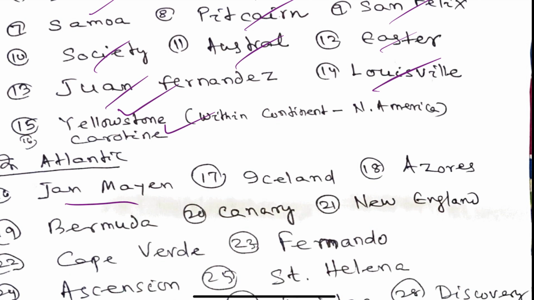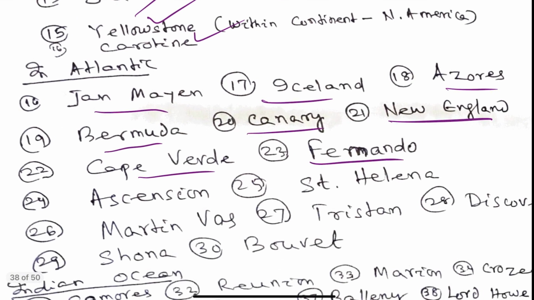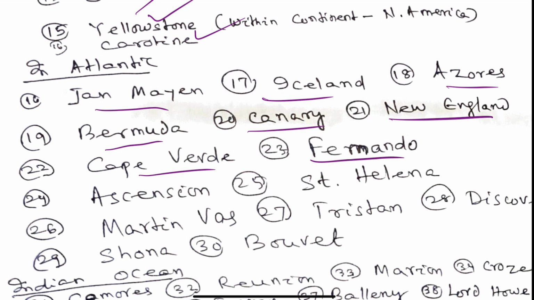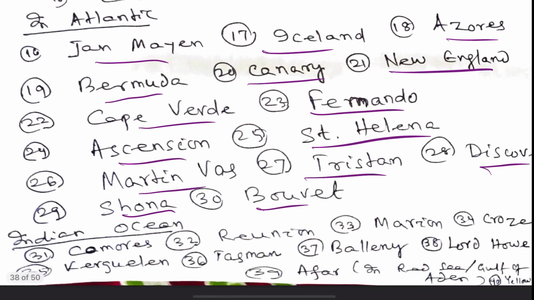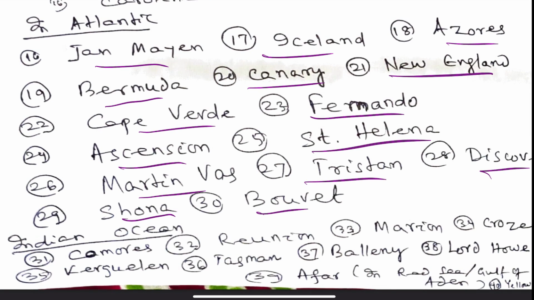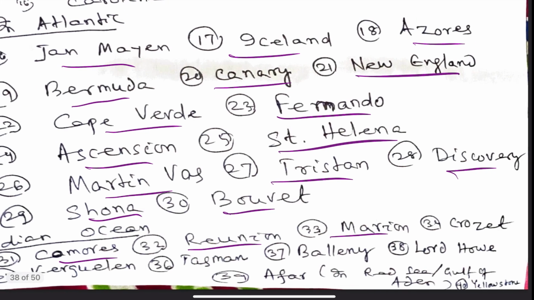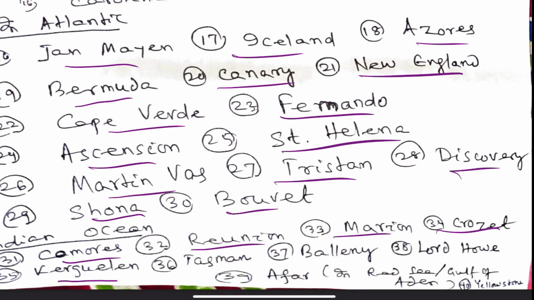And in the Atlantic: Jan Mayen, Iceland, Azores, Bermuda, Canary, New England, Cape Verde, Fernando, then Ascension, St. Helena, Martin Vaz, Tristan, Discovery, Shona, Bouvet. These are found in the Atlantic Ocean. Then in the Indian Ocean: Comores, Reunion, Marion, Crozet, Kerguelen, Tasman, Balleny, Lord Howe, Afar. So these are some of the hotspots.